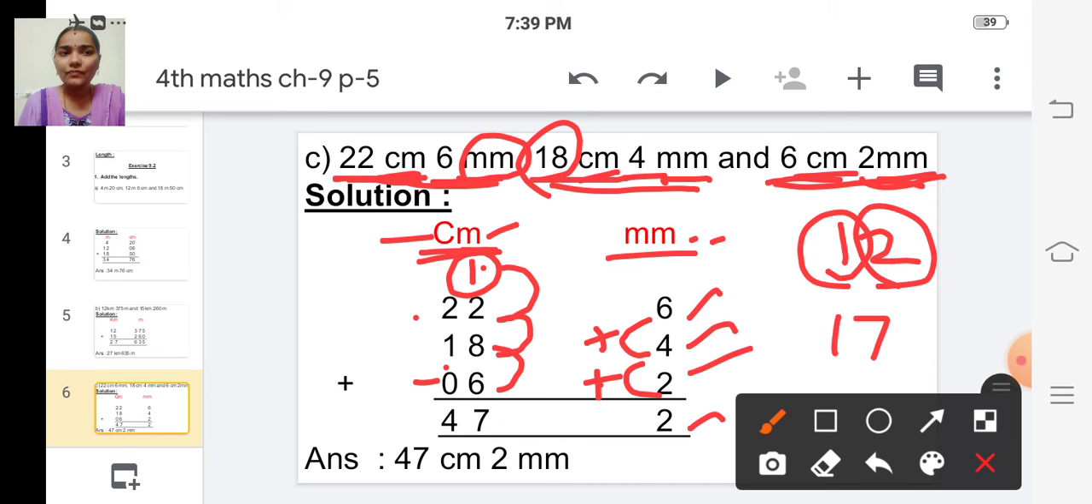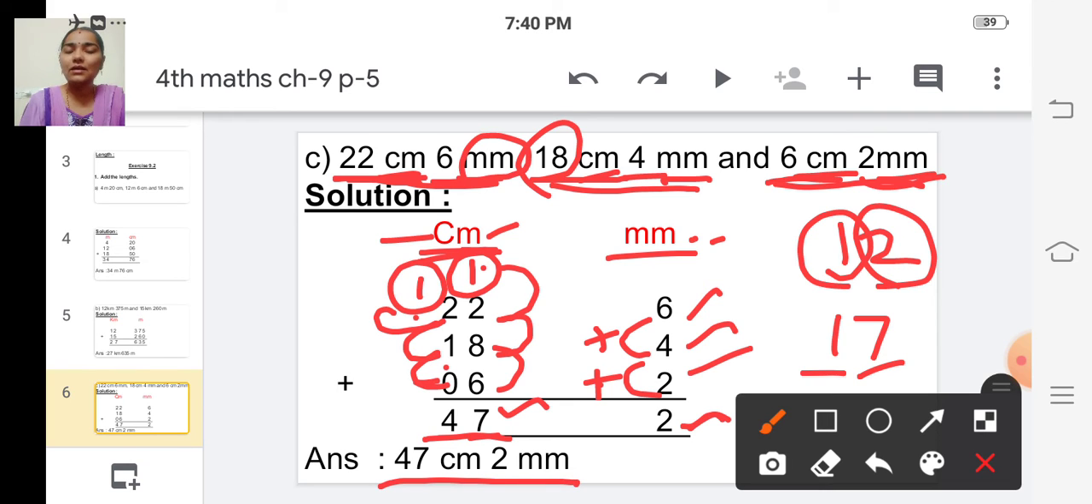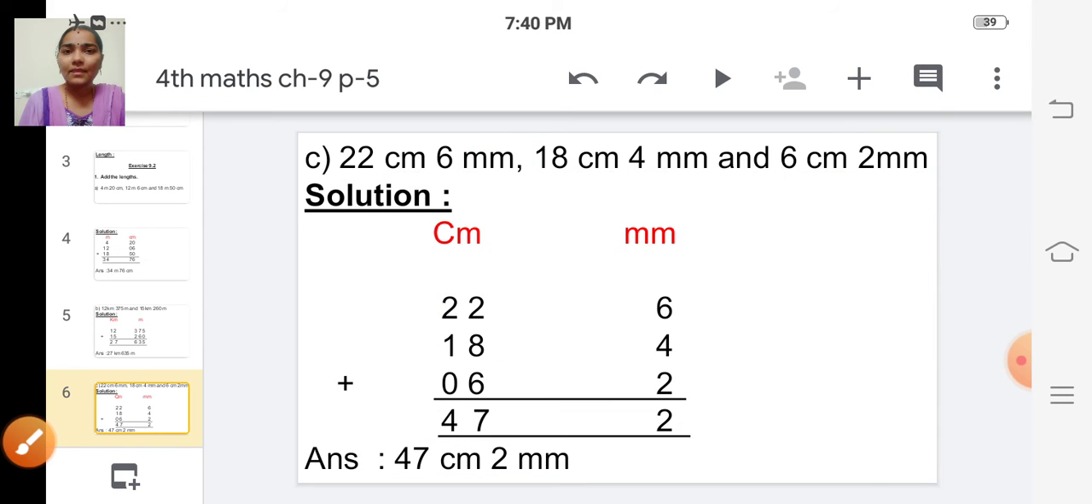So what we have to do? We have to write this 7 in this answer and we have to carry over this 1 to the next place. Okay, so 1 plus 2 is 3 and 3 plus 1 is 4. 4 plus 0 is 4. So 4. So the answer is 47 centimeter and 2 millimeter. Okay, answer is 47 centimeter and 2 millimeter. Okay, am I clear, children? Yes? Okay, now we will see how to add the weights.